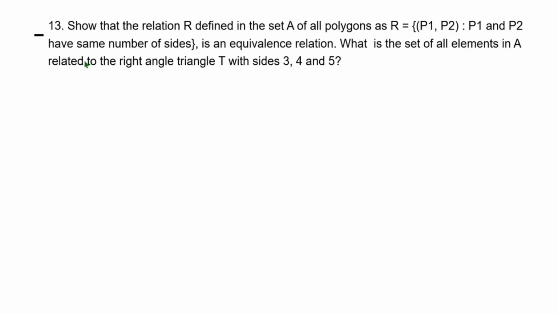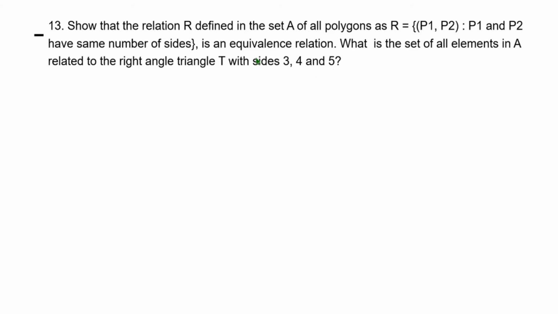Next question. Show that the relation R defined in the set A of all polygons as R is equal to the set of all ordered pairs (P1, P2) such that P1 and P2 have the same number of sides is an equivalence relation. What is the set of all elements in A related to the right angle triangle T with sides 3, 4 and 5?